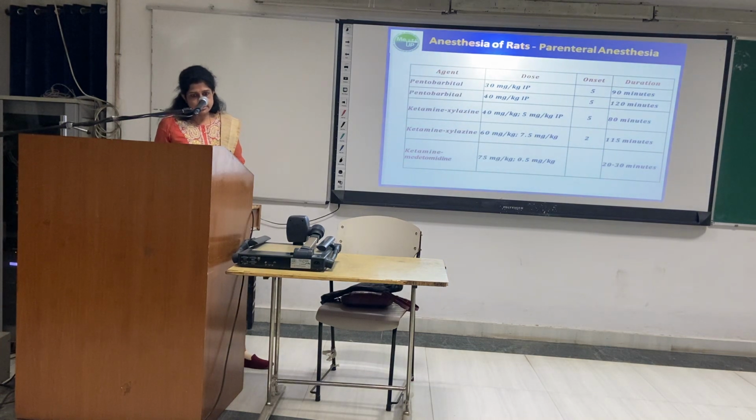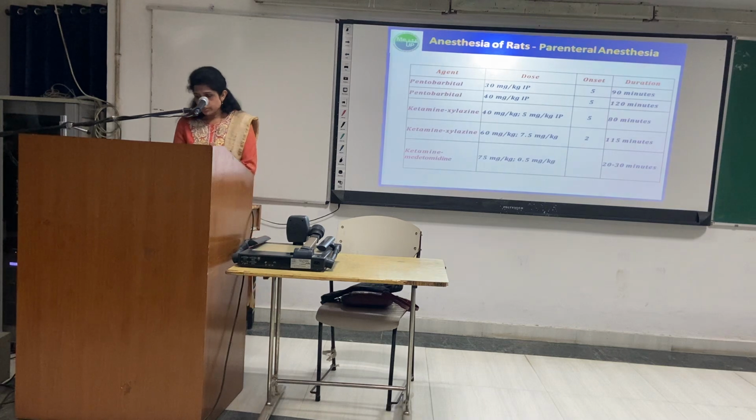Parenteral anesthesia for rats. The agents used are pentobarbital at 30 milligram per kilogram body weight, and metomidate 40 milligram per kilogram body weight. The onset of action is in 5 minutes and duration is 90 minutes and 120 minutes. Ketamine in combination with xylazine, with different dose rate combinations. Onset is 5 minutes, 2 minutes, and duration is 80 minutes and 150 minutes. Ketamine in combination with medetomidine, 75 milligram per kilogram body weight ketamine plus 0.5 milligram per kilogram body weight medetomidine. The duration of anesthesia is 20 to 30 minutes.